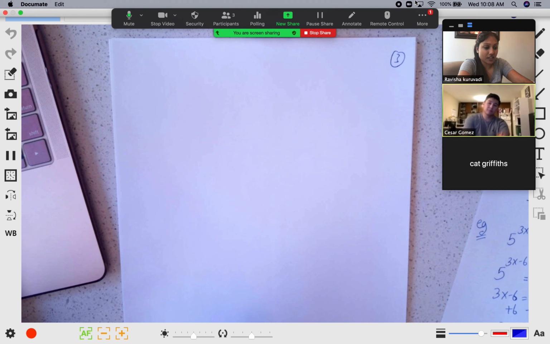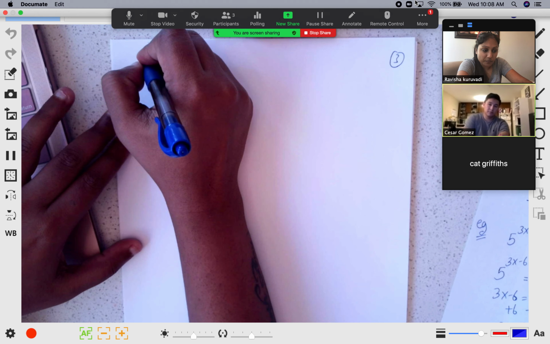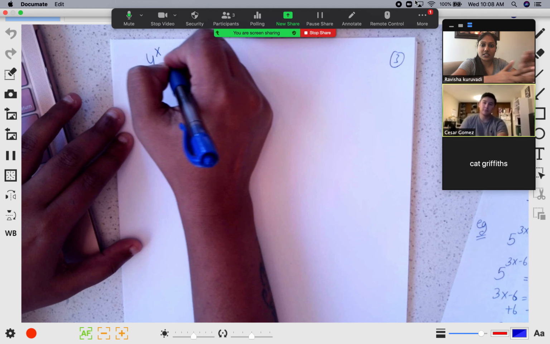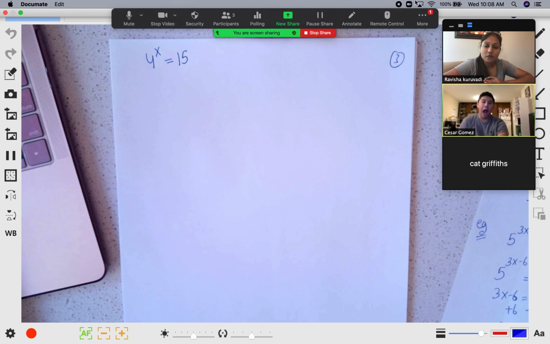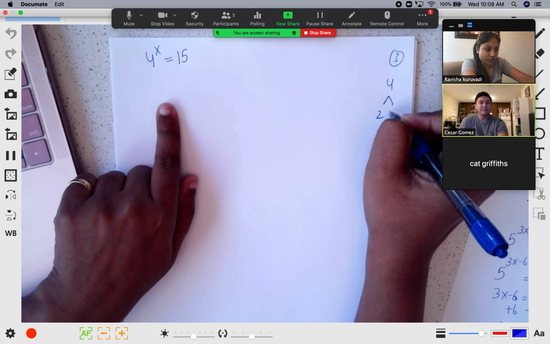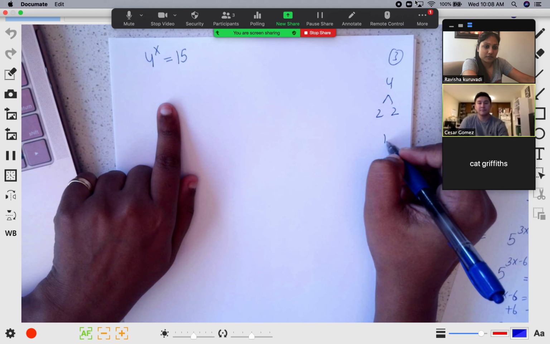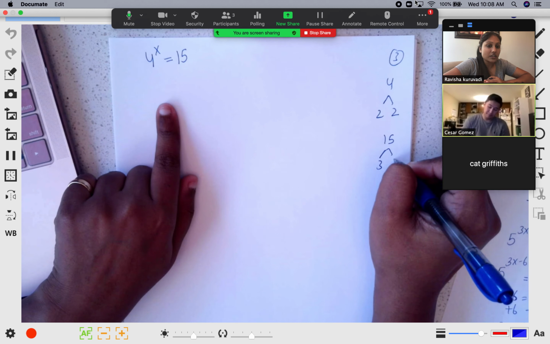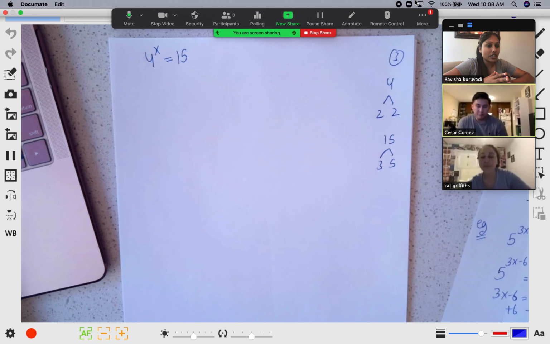So for example, if I say 4 to the power of x is equal to 15, solve this. 4 to the power of x is equal to 15. Factors of 4 I know are 2 and 2. Factors of 15 are 3 and 5. They don't have the same factors, so I cannot write it. So then comes the second method.